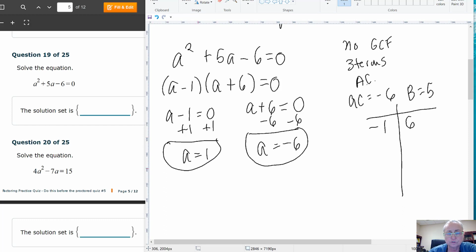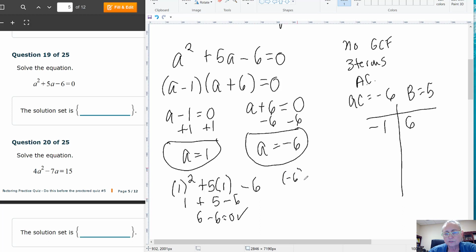Now, it never hurts to check. When you substitute, put parentheses around the number you're substituting. This will keep you from missing signs. So 1 squared plus 5 times 1 minus 6 is 1 plus 5 minus 6. 6 minus 6 equals 0. That checks. Now -6 squared plus 5 times -6, notice the parentheses, minus 6. Well, that's negative times a negative, positive 36, minus 30 minus 6, 6 minus 6 equals 0. That one checks. Those are my two answers.